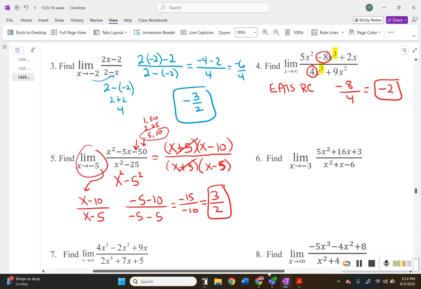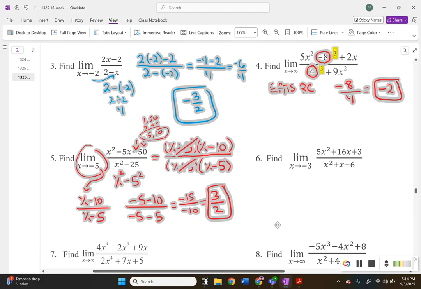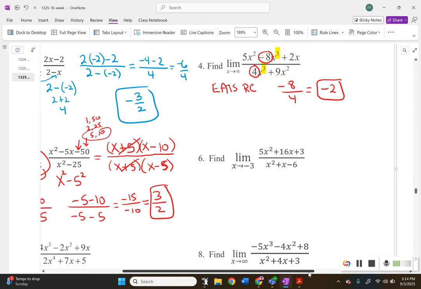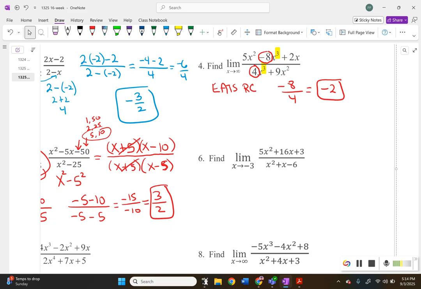Number 6, the limit as x approaches negative 3. So first thing I want to try to do is plug negative 3 straight on into the problem. And so if I do that, I'll have negative 3 squared plus negative 3 minus 6. So that's 9 minus 9, which is 0. That doesn't work. So I'm going to need to factor, cancel, and try again.